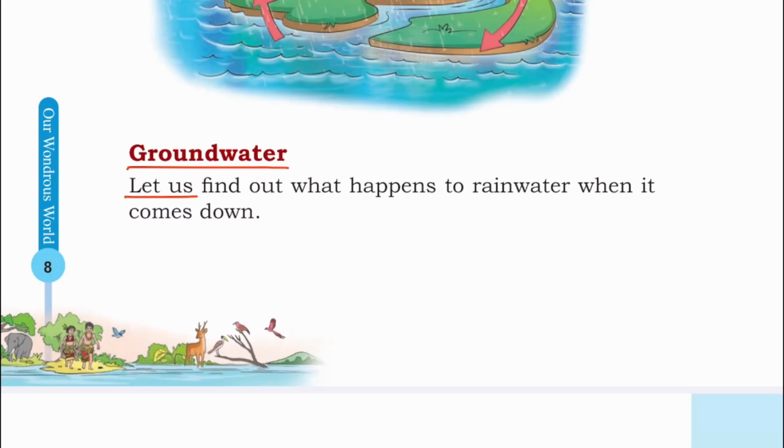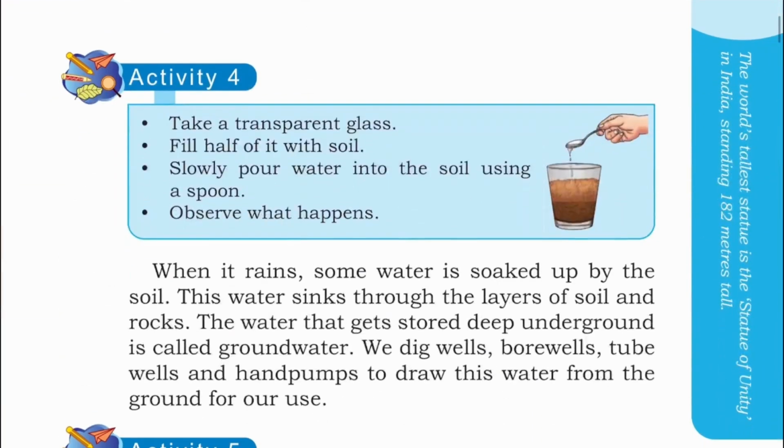Groundwater. Let us find out what happens to rainwater when it comes down. Activity 4. Take a transparent glass, fill half of it with soil. Slowly pour water into the soil using a spoon. Observe what happens.